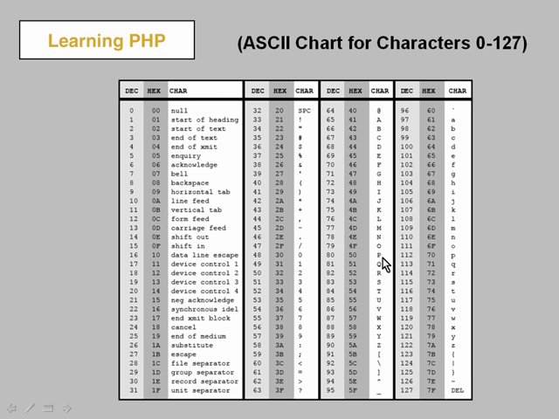In our example, we use the capital P and the lowercase p. Clearly, 80 is less than 112. No problem. So that's why capital P is going to be less than lowercase p when you do a comparison. Very important to keep that in mind.